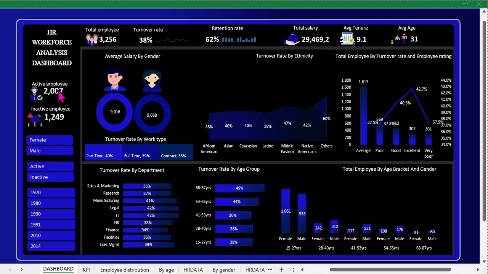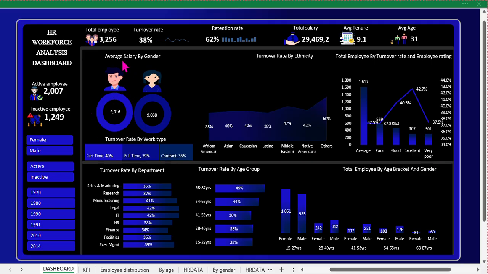Okay, down to this side, we have our active employees, people still working in the organization, to be 2,007. Now we have the inactive, persons that have left already, to be 1,249.